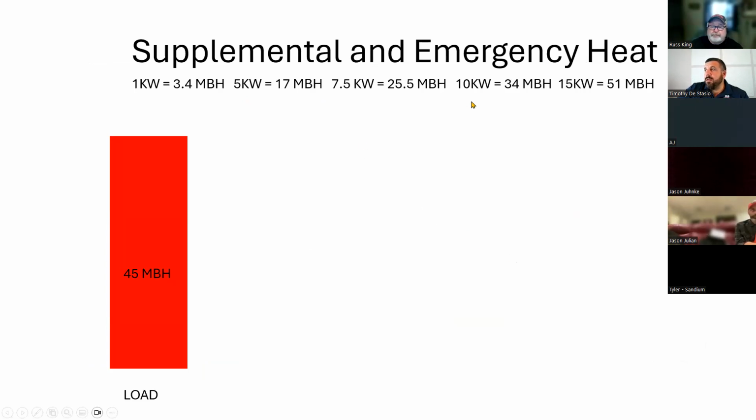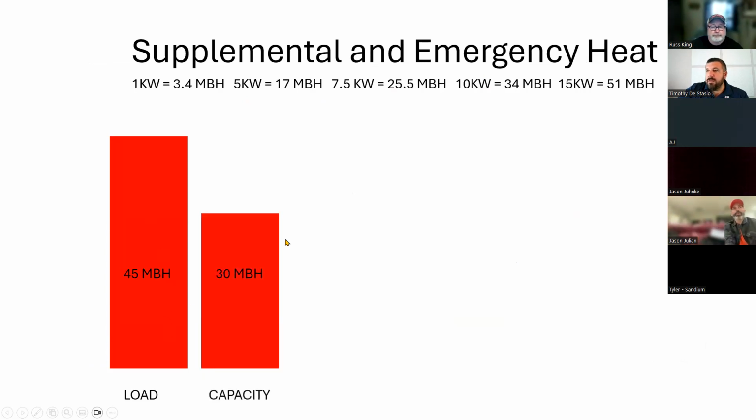Let's talk about supplemental and emergency heat, strip heat. All right, we got a load of 45,000 BTUs. Our capacity is only 30,000. This happens a lot in moderate climates, even here in North Carolina. I've got more heating load than I do cooling load. You guys just saw the numbers there.